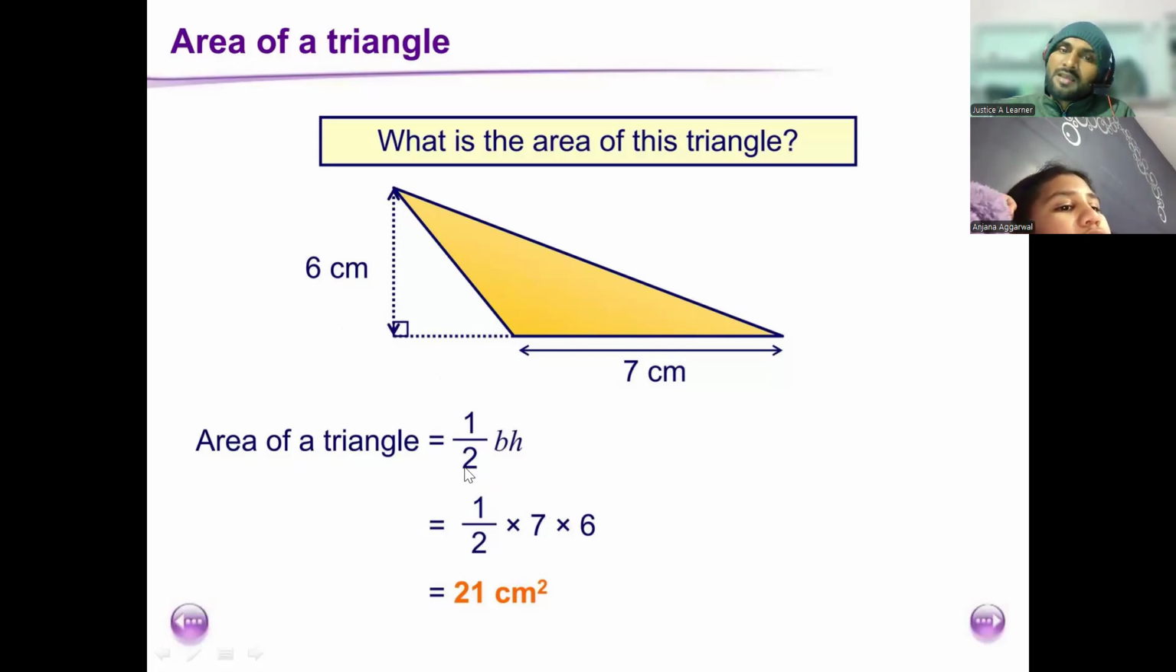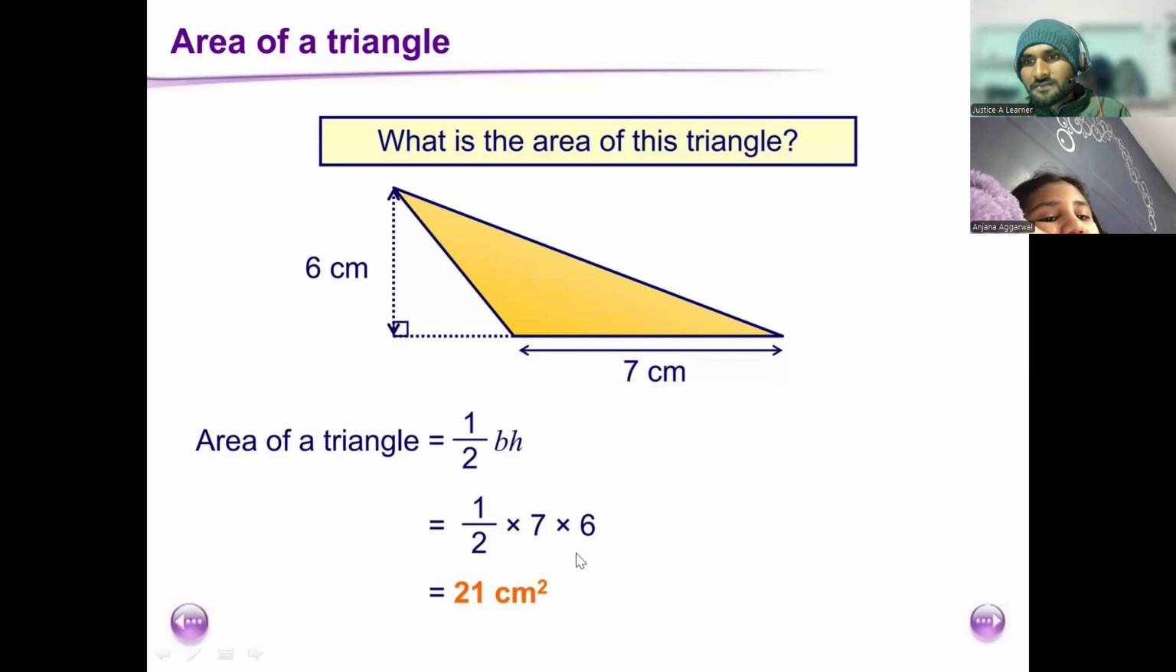Okay. So we'll have this as 1 upon 2, half into base into height. So that would be half into 7 into 6. That is equal to 21.